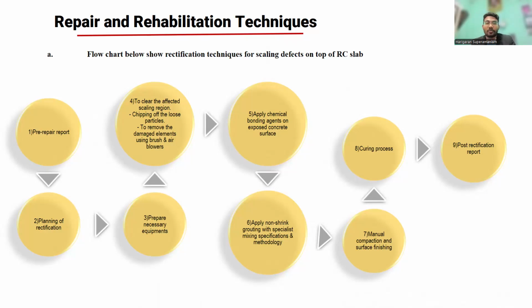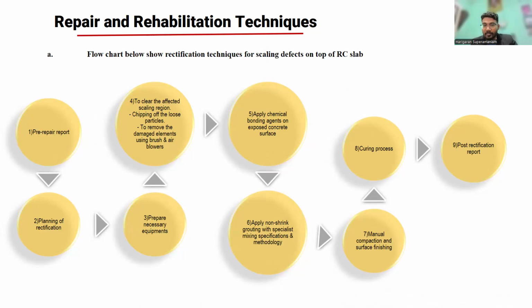Fourth, we have to find the equipment and clear the space and the affected portion before we infill with the grouting. There needs to be good bonding between the grouting and the existing concrete surface. So we have to clear it and apply a chemical bonding agent, because the existing concrete was already cast, cured, and hardened a long time ago. So we have to apply some chemical agent to make a good bonding strength.